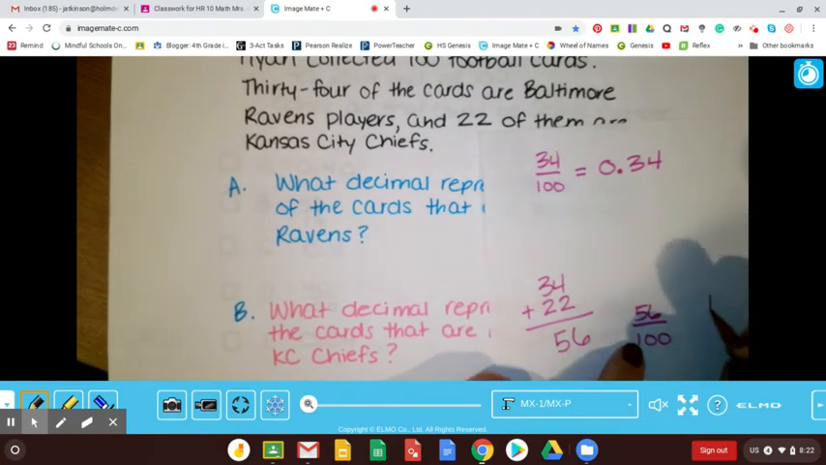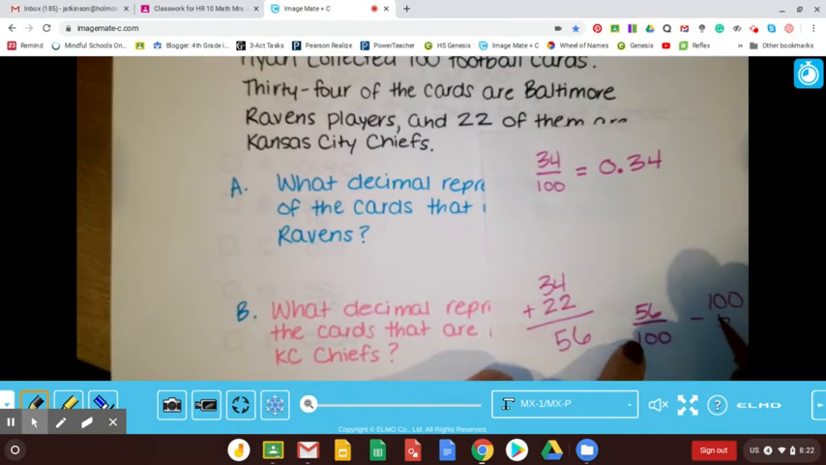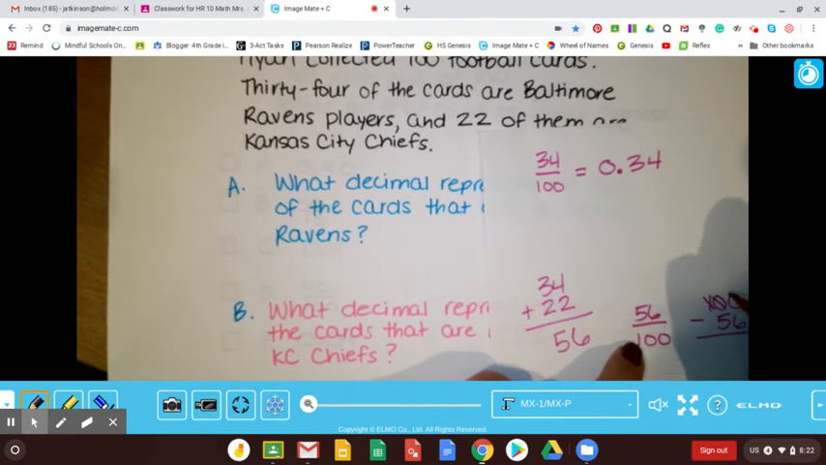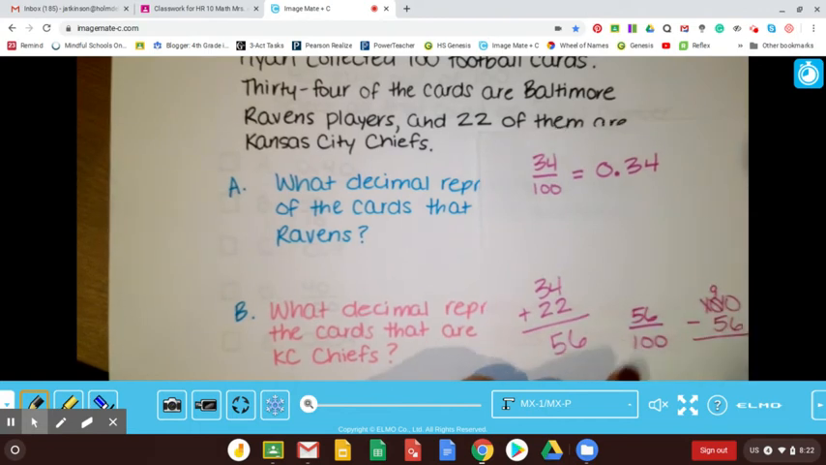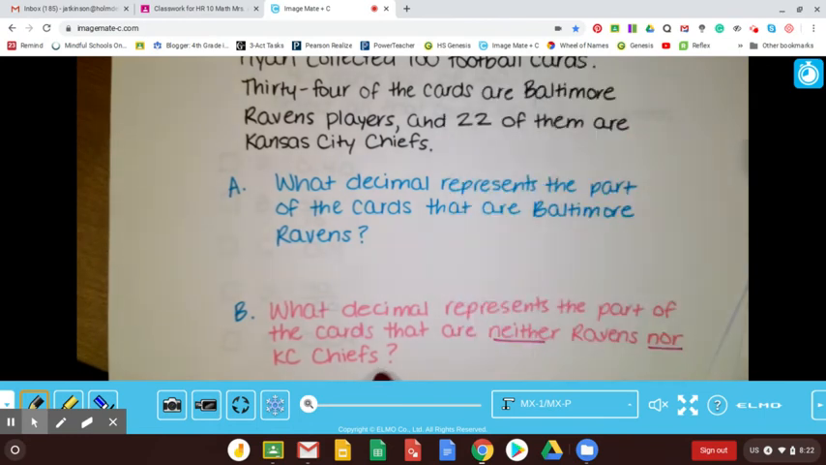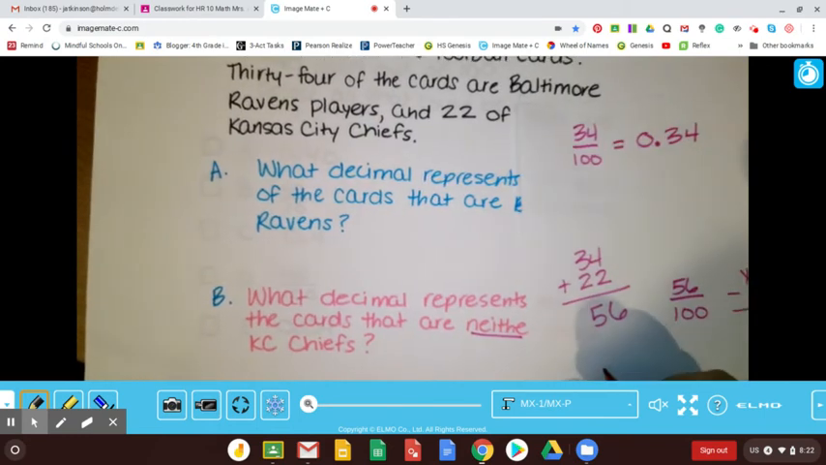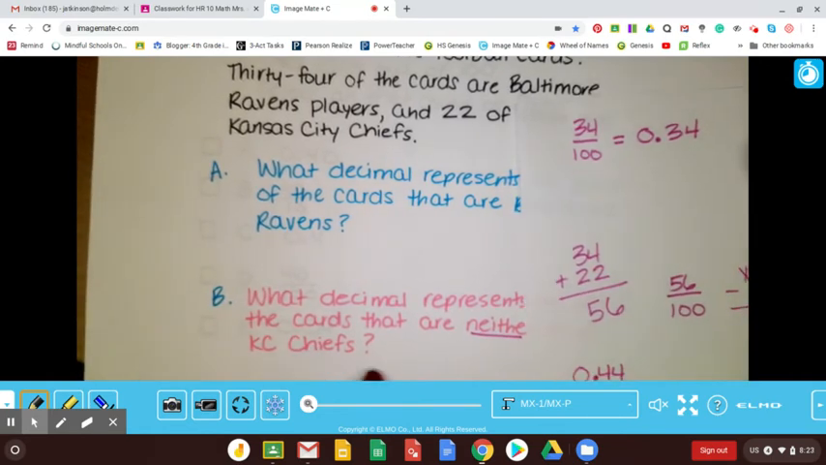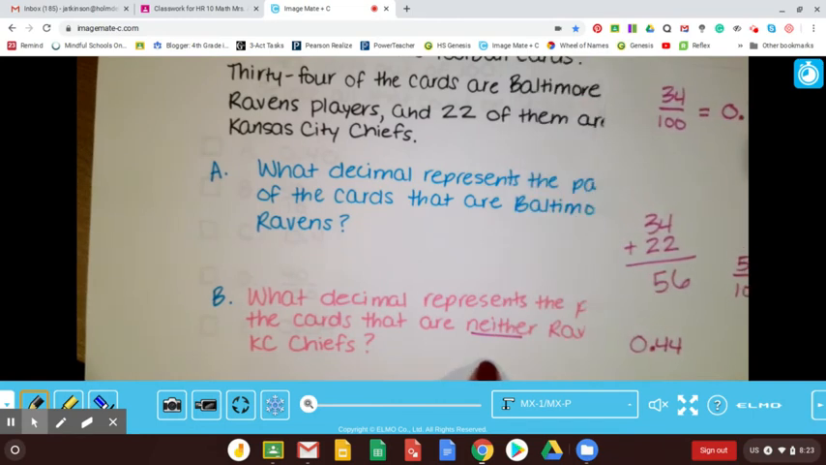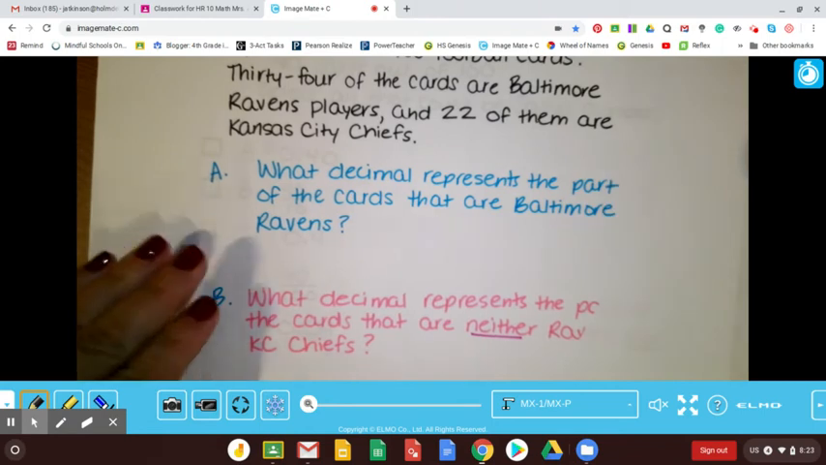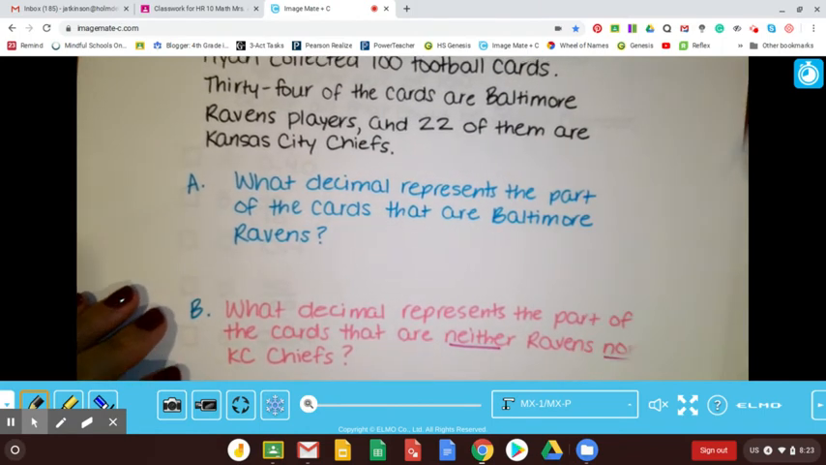So now we have to do 100 minus 56 to get our answer, right? So if we were going to solve it by subtraction, this is what we would get, 44. So 44, and we want to put it as a decimal, so it would be 0.44. 44 hundredths would be neither Ravens nor the Chiefs. That one's a little tricky there. You got to really pay attention to how that question is worded.